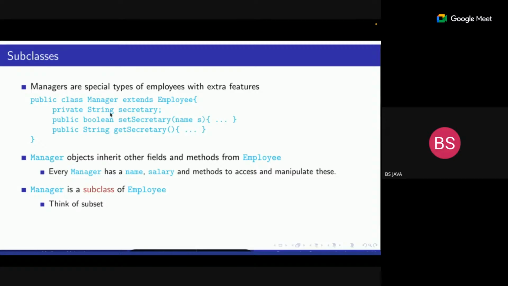We are adding a string instance variable secretary, and set secretary and get secretary methods for class manager. Manager objects inherit all other fields and methods from employee. Manager has a name and salary and methods to access and manipulate these from the employee class. Now manager is called the child class or subclass of employee.